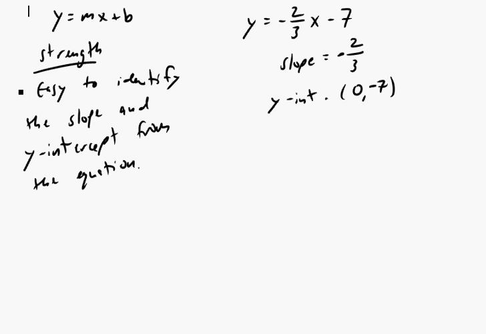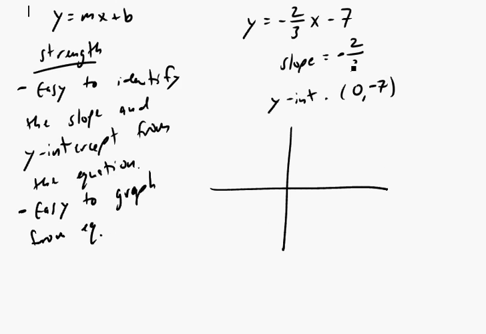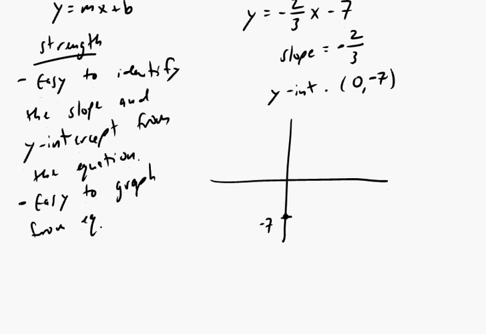Another strength, you could say, is that it's relatively easy to graph from the equation. So if I gave you this equation, y equals negative 2/3 x minus 7, you can locate the y-intercept, and then using the slope, just go over 3 and down 2. Over 3, down 2, and so on.